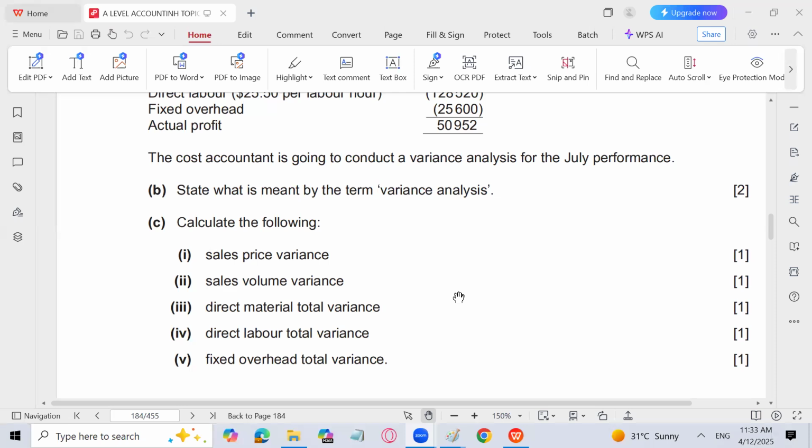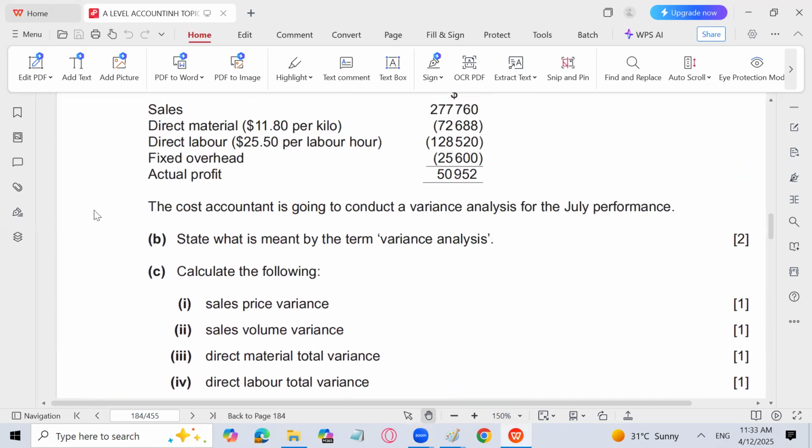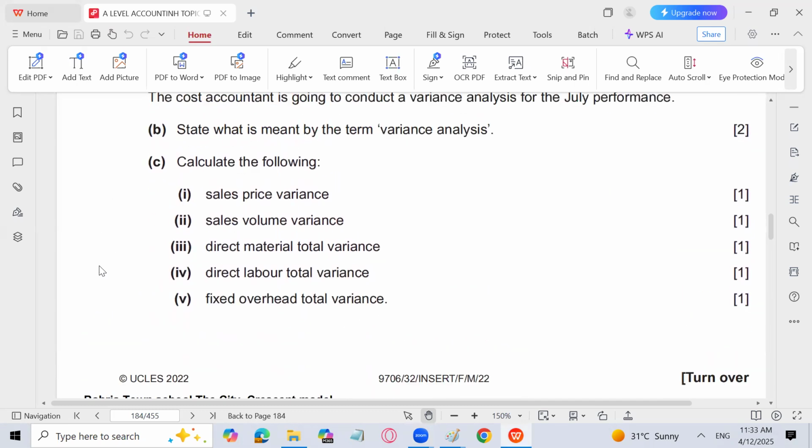So we are basically doing the same question that is for standard costing, A2 accounting, and that has come in February, March 22-32. So we are going to solve the same question. We are done with sales variances, sales price, sales volume, and total sales variance.